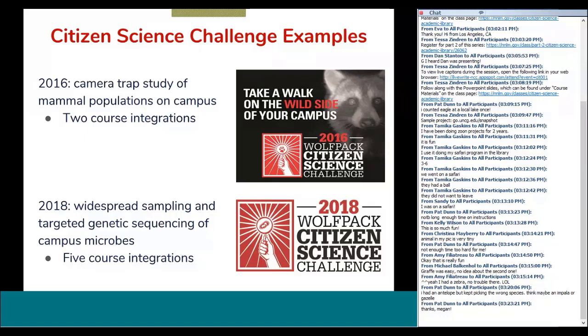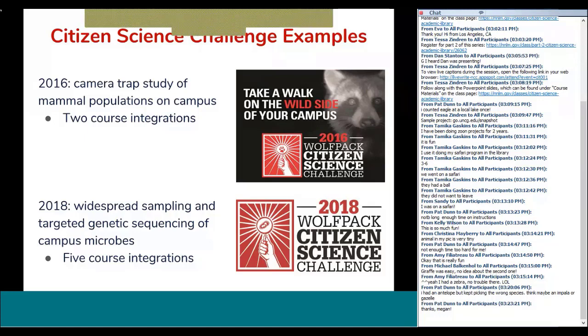So our first challenge in 2016 was an on-campus application of an existing course project where a mammalogy course deployed camera traps in a local state park, and they'd been doing that for a long time, but they were interested in the urban ecology of our campus, and so we organized a citizen science project where participants could deploy camera traps on campus. So the second challenge, again, sought to expand an existing course assignment, which was a metagenomics course, which was sampling and sequencing environmental microbes of interest.